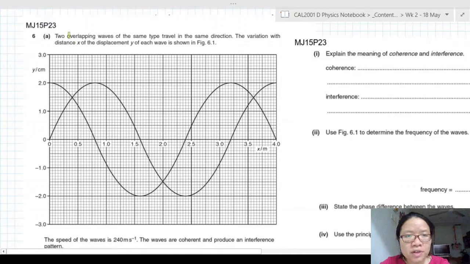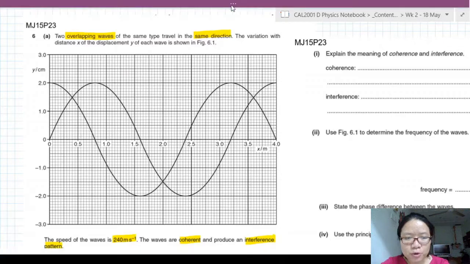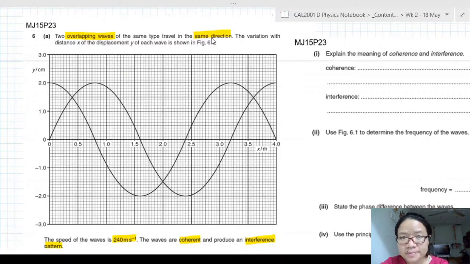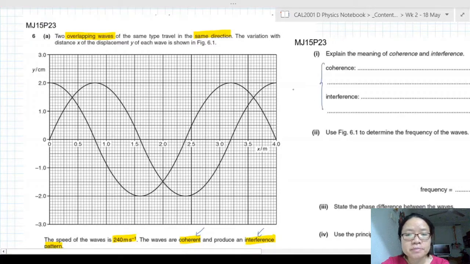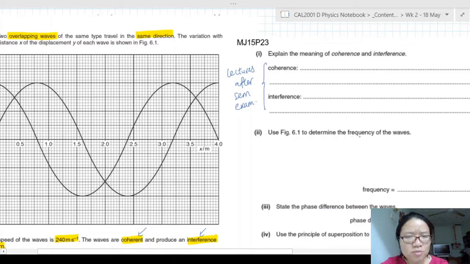You have two overlapping waves of the same type traveling in the same direction. The variation with distance x is shown. The speed of the wave is given, and the waves are coherent and produce an interference pattern. So I want to address coherence and interference first. This one, I will talk about later in the second half of this chapter, after your semester exam probably.